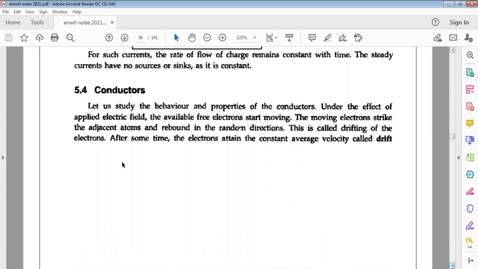Then the conductors. Let us study the behavior and the properties of the conductors. Under the effect of an applied electric field, the available free electrons start moving. If we apply an electric field inside any conductor, there is a flow of electrons. The moving electrons strike the adjacent atoms and rebound in random directions. This is called drifting of the electrons. After some time, the electrons attain a constant average velocity, called the drift velocity.